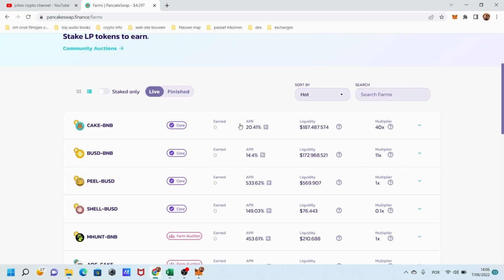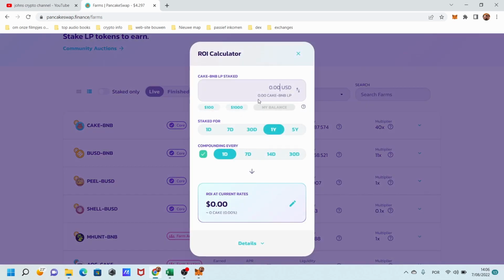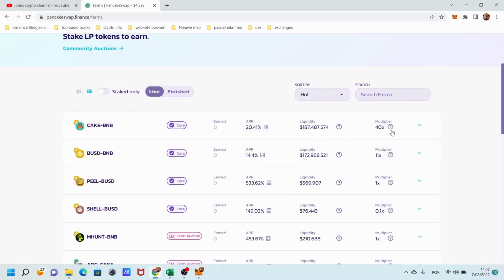So here you can calculate how much you would earn if you put in $1,000. That means you would earn 12 CAKE BNBs in 1 year. If you compound every day, which you have to do manually, you would earn $200 by the end of the year. So that's 1/5 of the amount that you put in here, if the price stays the same, of course.